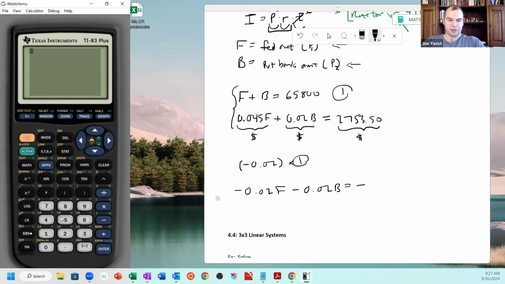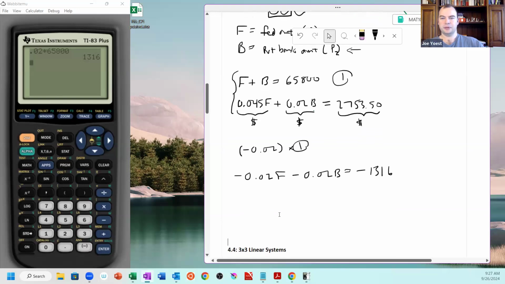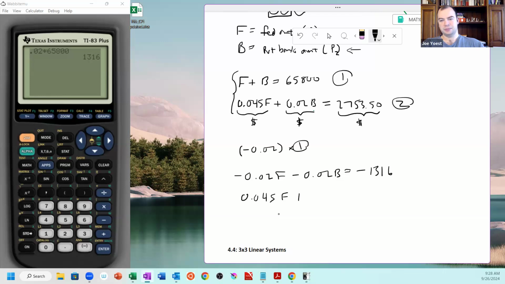times 65,800. So 0.02 times 65,800, so negative 1316. And then we just copy equation 2 down. We don't need to change that one at all. So 0.045f plus 0.02b equals 2753.50.